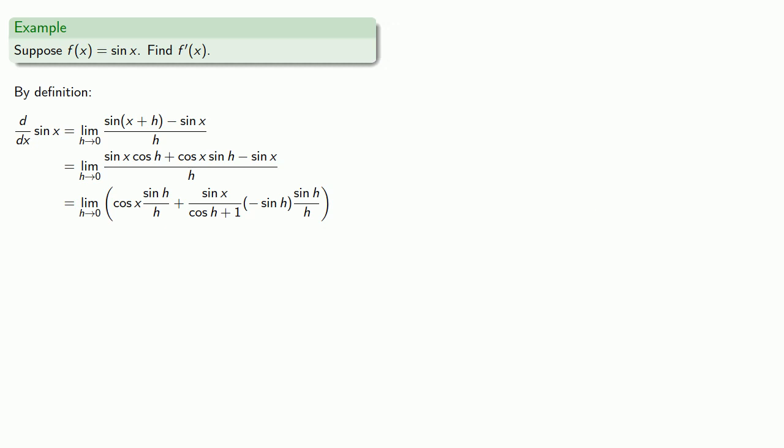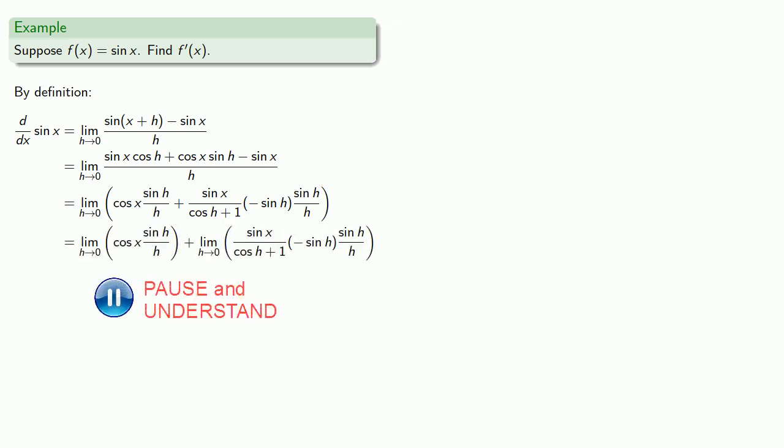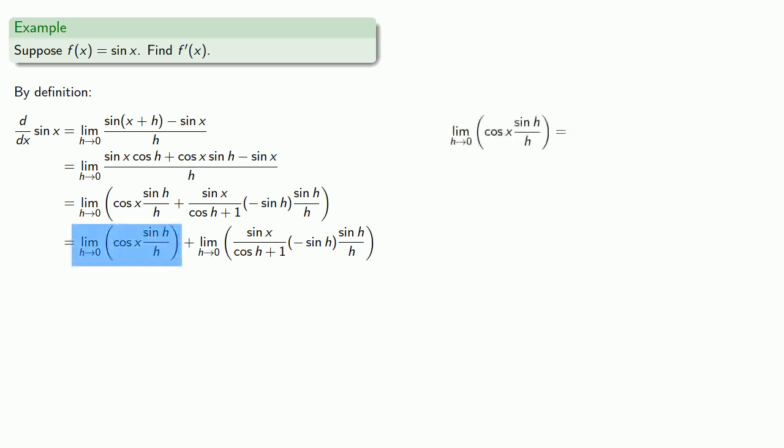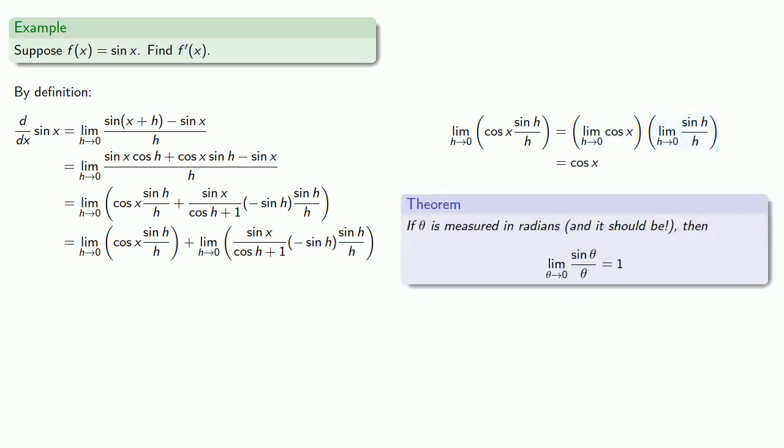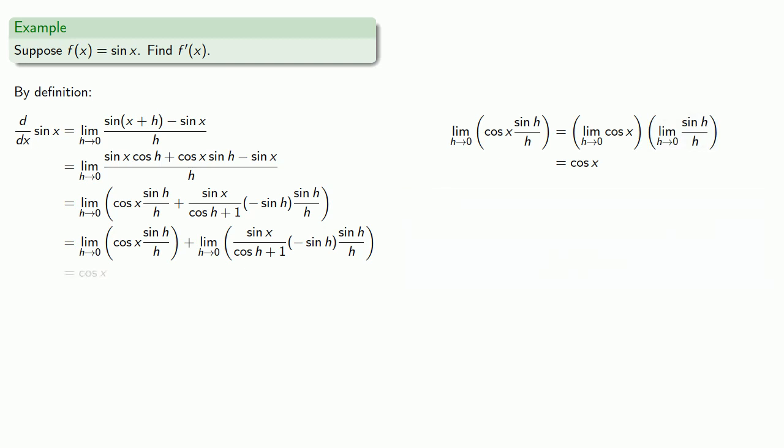And now we need to find this limit. Well, it's the limit of a sum, and so that's going to be the sum of the limits. And this first limit, well, that's a product, and so the limit of a product is the product of the limits. As h goes to 0, cosine x doesn't do anything, and sine h divided by h goes to 1, and so this limit will just be cosine x.